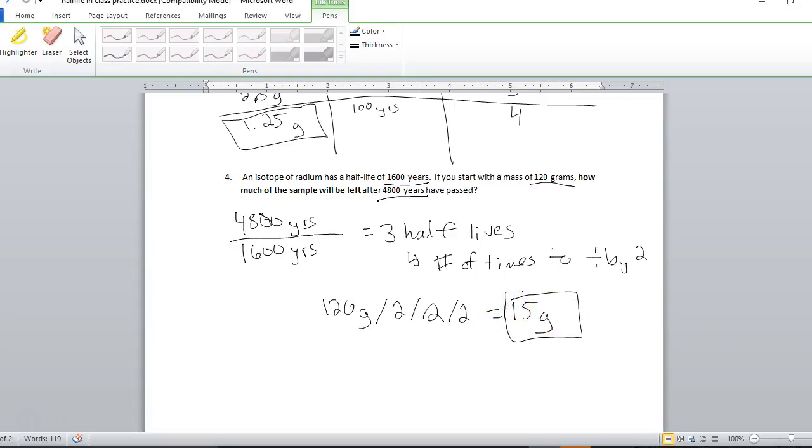So again, I wanted to show you both ways. If you like setting up a chart, awesome. If you don't like setting up a chart, you can do it this way as well. Either way you want to do it, it's fine as long as you show all your work. And again, label your answer with the unit that you need. In a lot of these cases it's grams because you're finding a mass. Okay, all right, thank you.